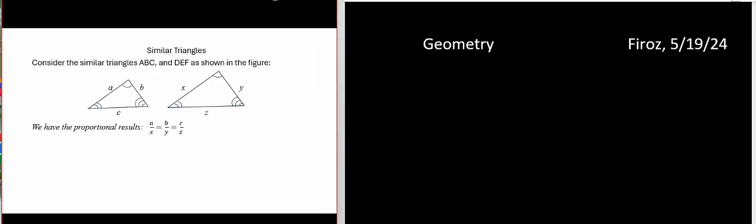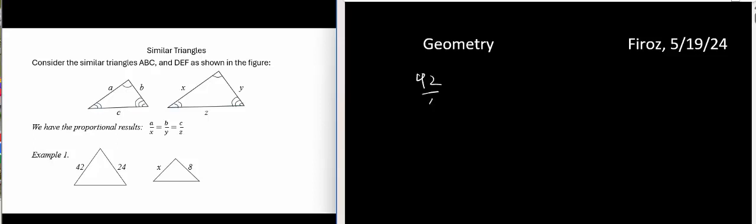So we'll be working on some examples on this. I have two triangles. The measurements of the first one are 42 and 24. And then the similar sides for the second triangle are x and 8. So in this case, you can easily see the measurements are given accordingly. So then we can write that 42 over x will be the same as 24 over 8.